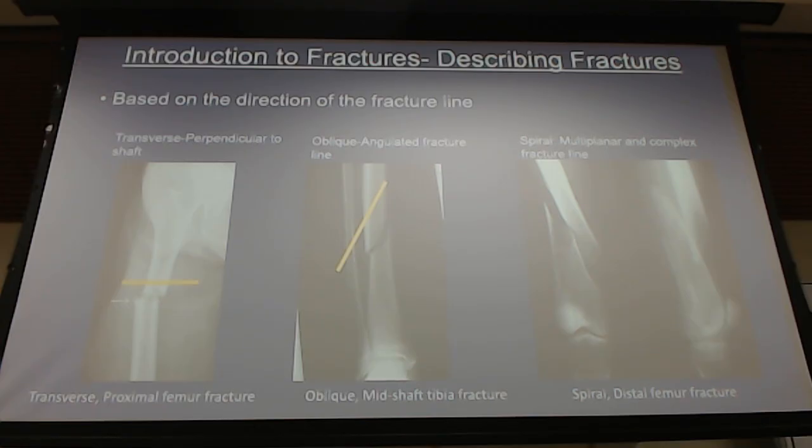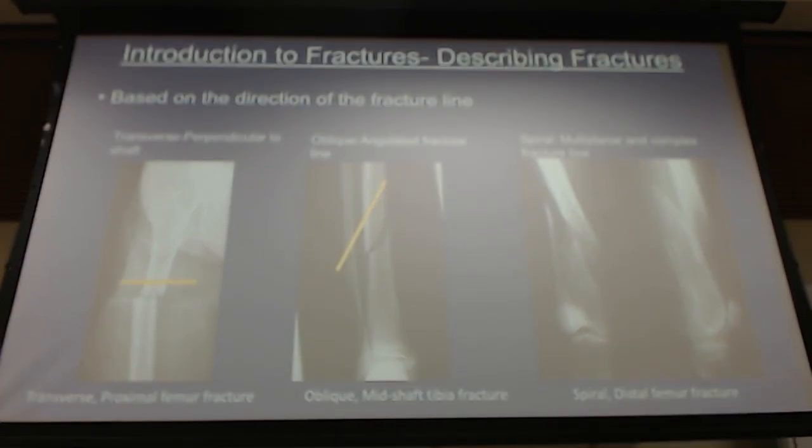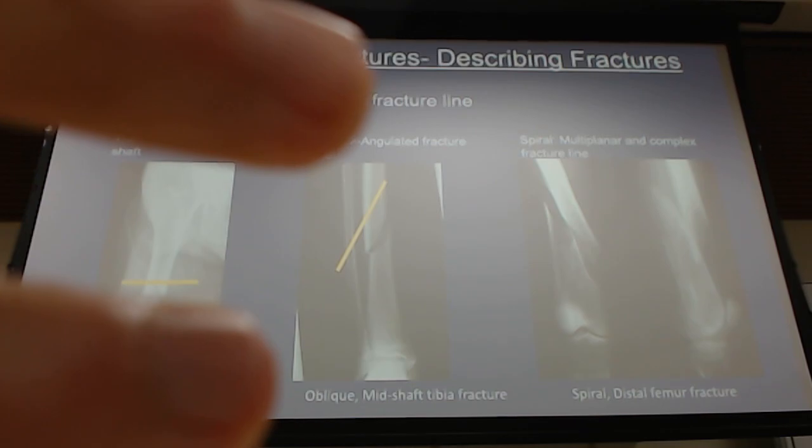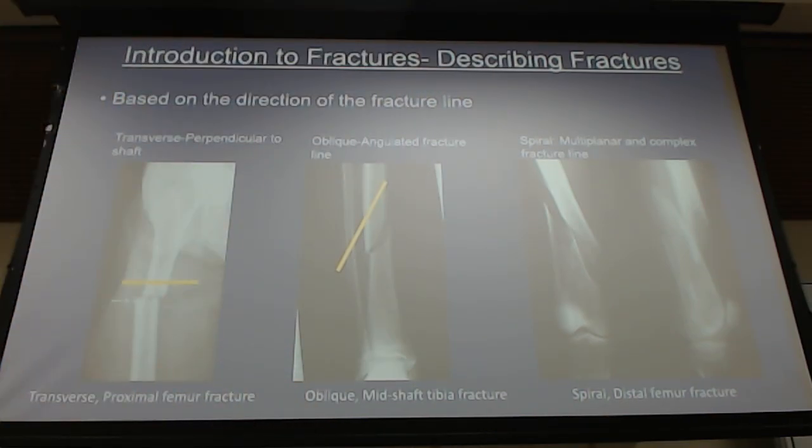Transverse fractures. As the name says it all, right? The transverse fracture is simply a fracture in which the fracture line is perpendicular to the long axis of the bone, right? An oblique fracture is one in which the fracture line is angled to the long axis of the bone.